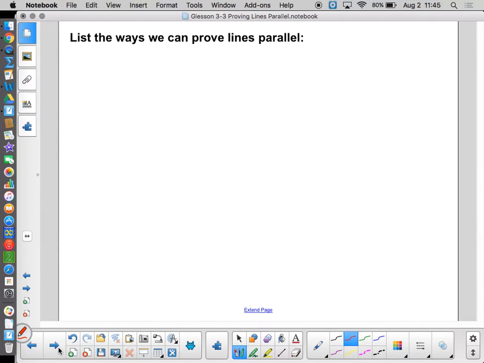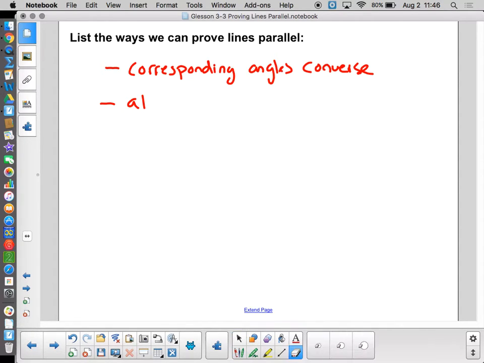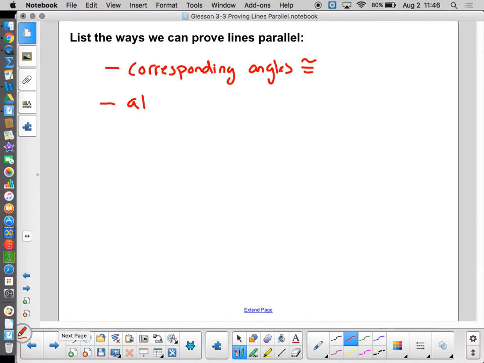And finally today, I just want you to take a quick moment in your book, or in your notebook, or wherever you're writing, to list the different ways we can prove that lines are parallel. How can I prove that lines are parallel? Well, I can prove that lines are parallel if they're corresponding angles converse. We have the alternate interior. In fact, I'm going to just do the relationship rather than the name of the theorem. Corresponding angles are congruent. If the corresponding angles are congruent, the lines are parallel.